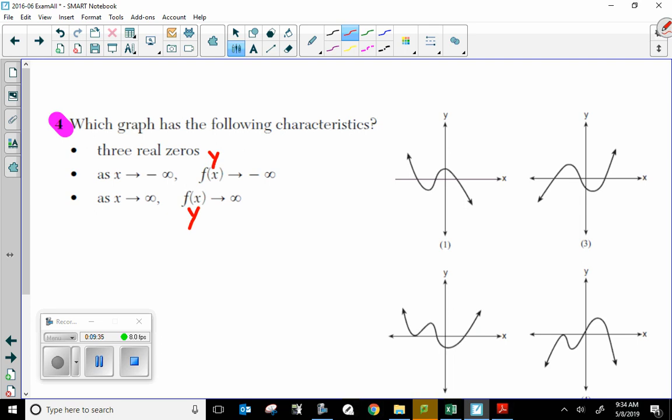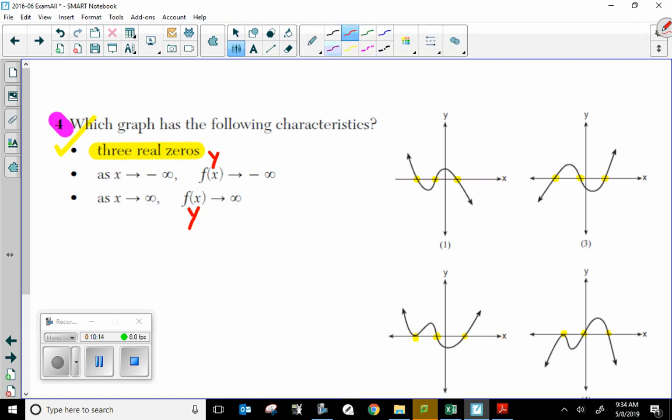So let's take a look at 3 real zeros. So I'm going to highlight. Let's look at this first. Let's see if we can eliminate. Well, 3 zeros. This touches 0 is where it touches the x-axis. 1, 2, 3. Okay, that's good. Touches here. 1, 2, 3. That's good. Touches here. 1, 2, 3. Okay, so having 3 real zeros doesn't help us at all. They all have 3 real zeros.